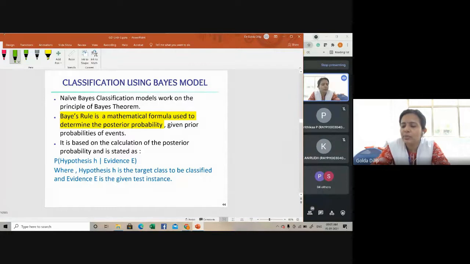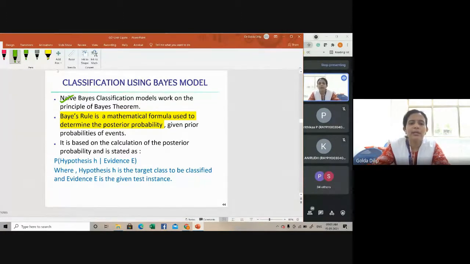Yesterday I also said there are two techniques which fall under Bayes, which make use of Bayes principles. One is the naive Bayesian classifier, and the second one is the Bayesian belief network. As far as your syllabus is concerned, we will be discussing naive Bayes classification, a classification model which works on the principle of Bayes theorem.